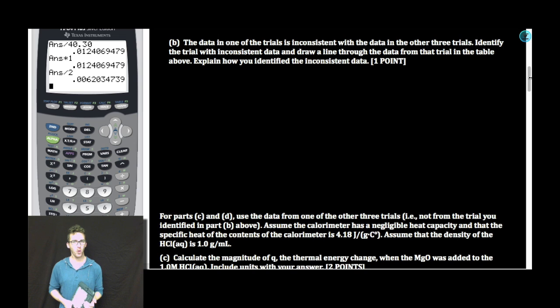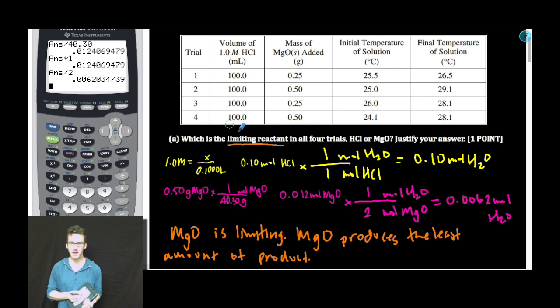Part B. The data in one of the trials is inconsistent with the data in the other 3 trials. Identify the trial with inconsistent data and draw a line through the data from that trial in the table above. Explain how you identify the inconsistent data. Alright, as I examine my data table here, again recognize that our volume of HCl is the same in each trial and it's going to be in excess in each case. So let's focus in here on the masses of the magnesium oxide.